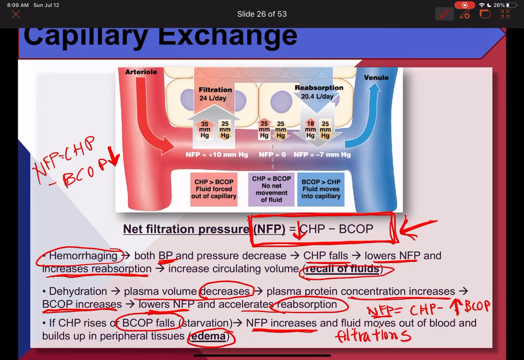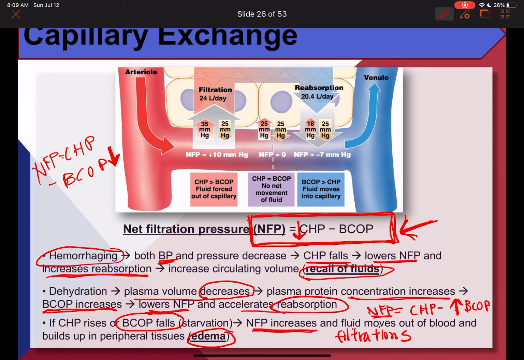Okay, and this is why you will see starving children with large bellies, not because they're full of food, but because they're starving, and more so because their abdomens are full of fluid from an edema situation due to the fact that they have decreasing BCOP values, and their NFP gets more positive and ends up with fluid moving from their blood into their tissues instead.